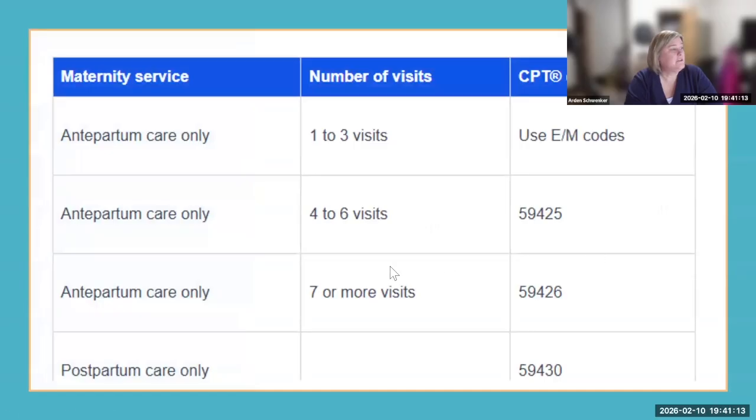And this is just a chart that explains how the different visits are billed. So antepartum care only 1 to 3 visits, billed per visit. Antepartum care 4 to 6, you're billing with a global code. 7 or more, a separate global code. And now the commercial payers, the majority of them require that you bill a global code for postpartum care only instead of billing postpartum per visit.